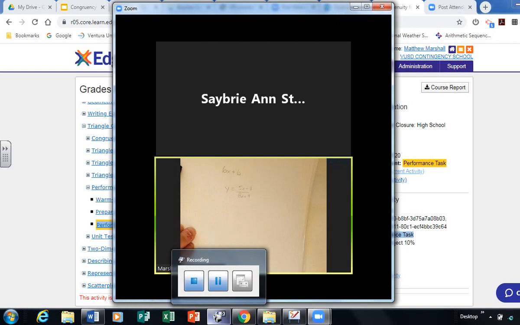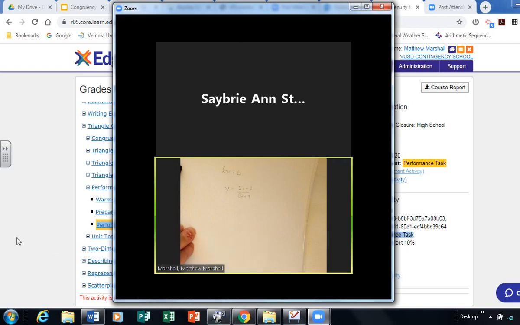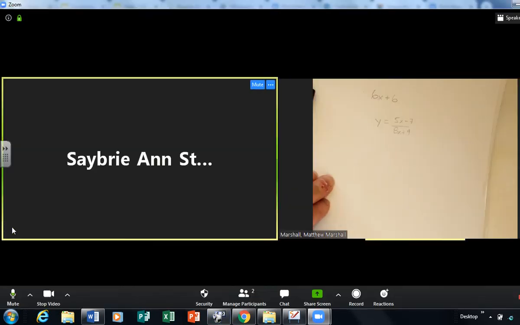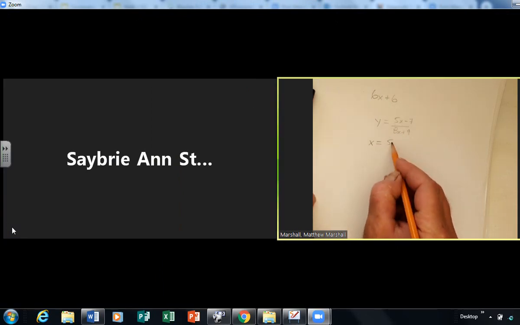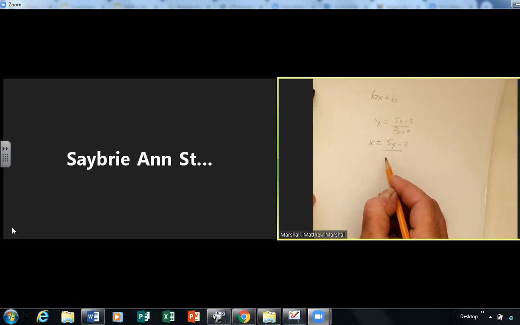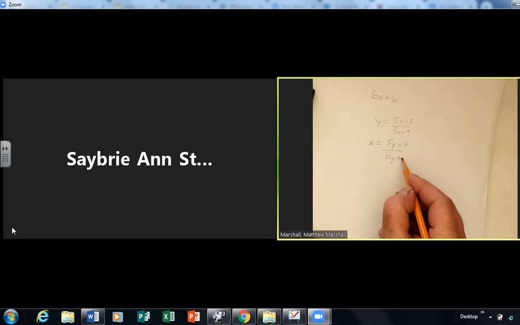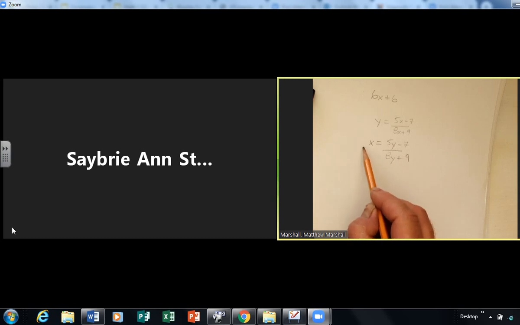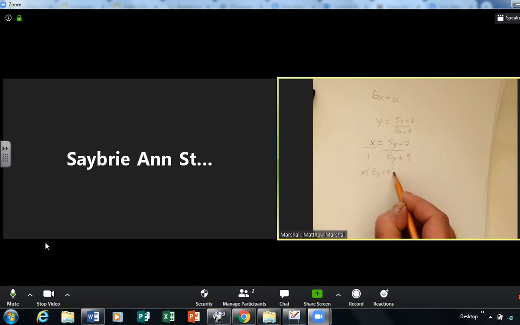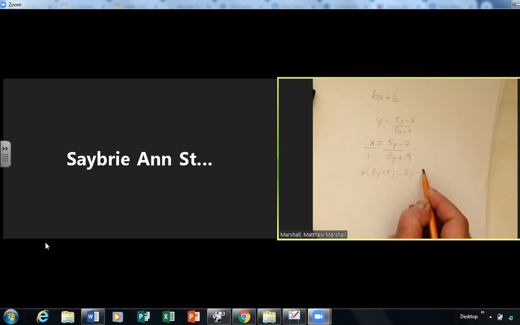Alright, so I take that and replace that f of x with y. And then I'm going to replace that y with x, and replace this x with a y. And then you got to solve this for y. So that's where it gets a little tricky. That's where I'm putting that over 1. And I'm crisscross multiplying. And one way I get x times 8y plus 9. And the other way I get 5y minus 7.